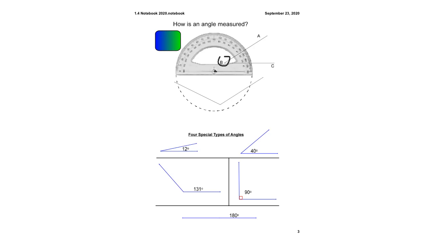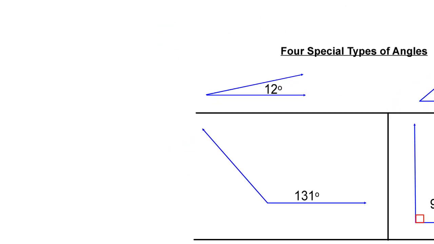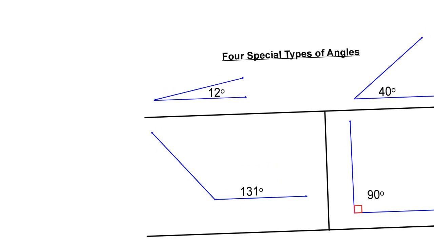Now let's talk about special angles. Okay, the first case, 12 degrees, that will be acute. And the definition is, an acute angle is any angle whose measure is less than 90, but it also has to be bigger than 0. Okay, so that will be acute.